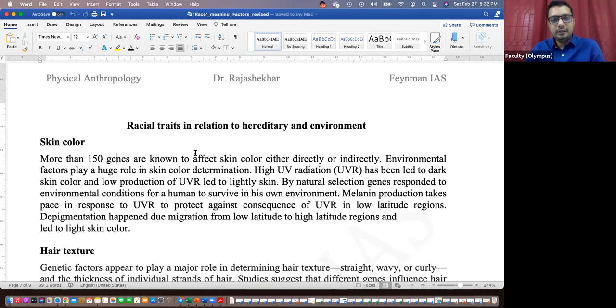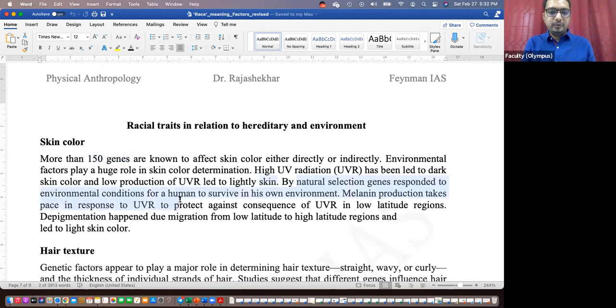If we live near the equator and don't produce enough melanin, UV light can kill us. UV light can damage our DNA directly. So environment is playing a very, very big role here. But there should be an underlying genetic component to that. There are many genes which are responsible for it. It's a quantitative character that we talked about. But environment plays a bigger role here, a very, very important role.